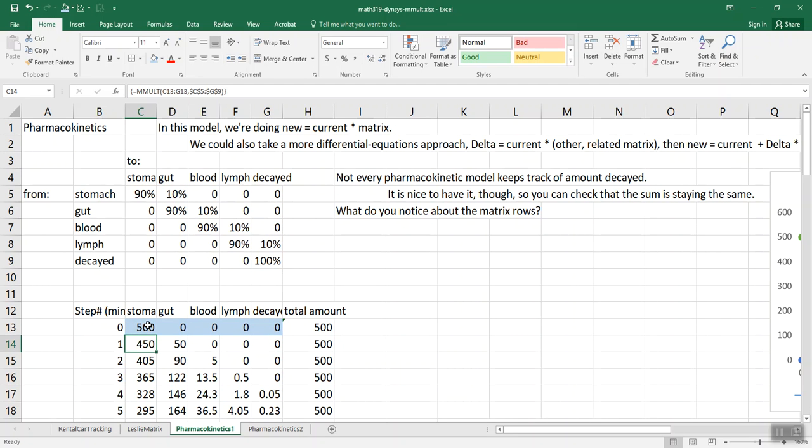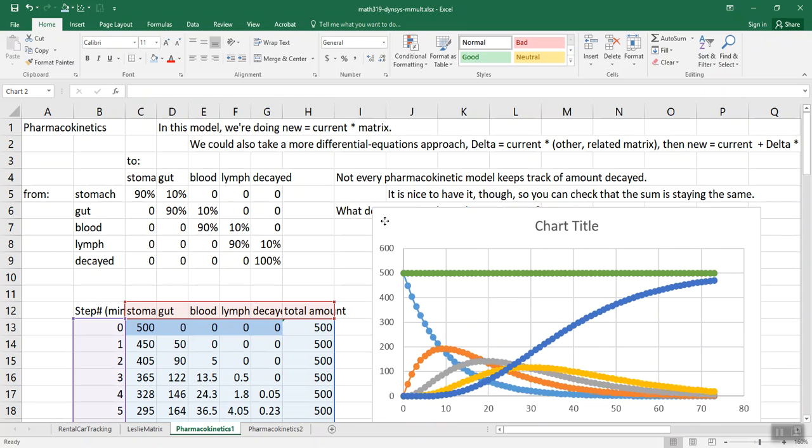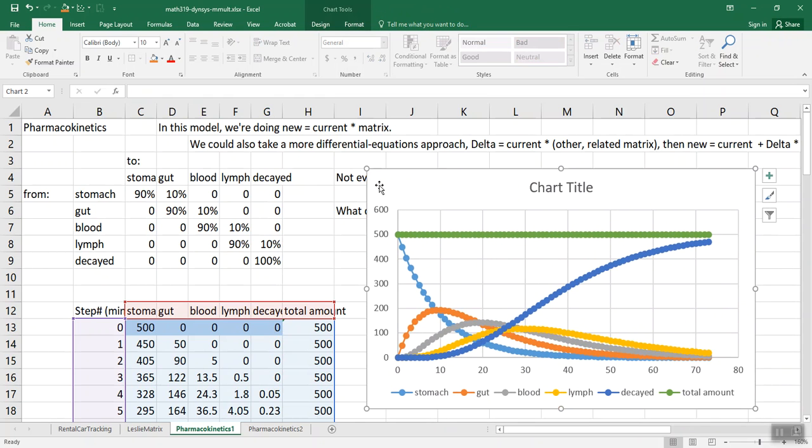So what do you think we see? The amount in the stomach is decaying. The amount in the gut goes up initially. The amount in the blood goes up eventually. So I've got the graph saved over here. So the total amount we're keeping track of stays the same.